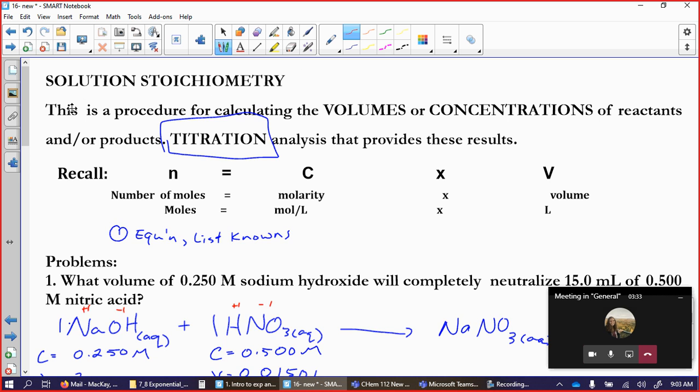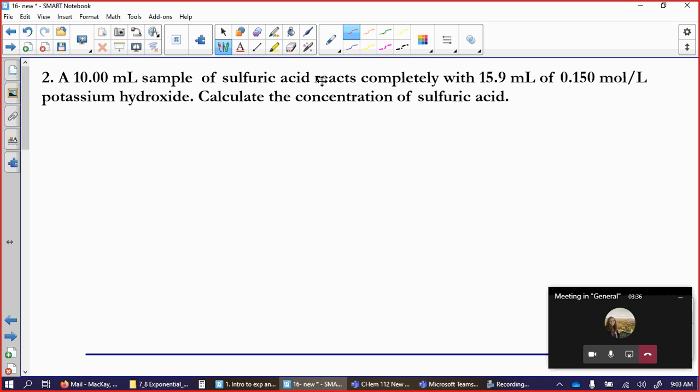So, a 10 milliliter sample of sulfuric acid reacts completely with potassium hydroxide. Calculate the concentration of sulfuric acid. This type of question is one that on an exam, the last question would potentially be a stoichiometry question where you have to write an equation, balance an equation, and do everything together, because that's ultimately the real goal, to be able to put all of the pieces together.